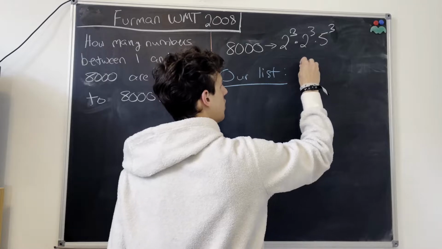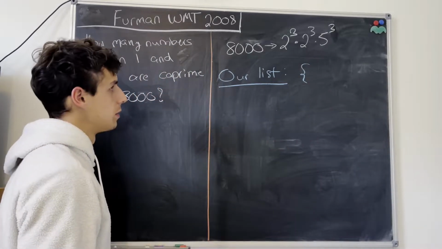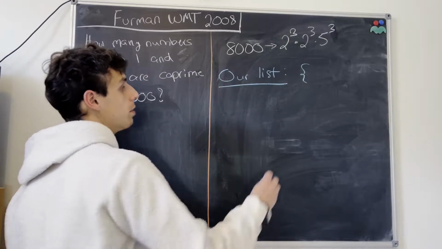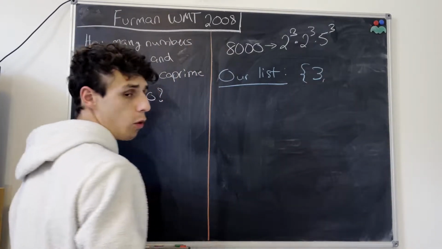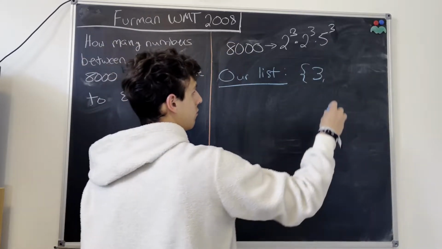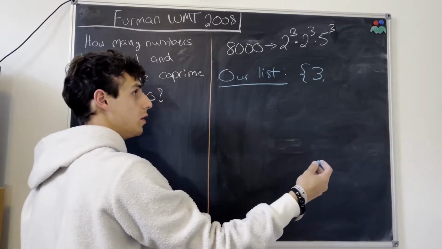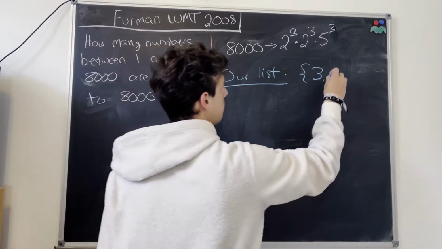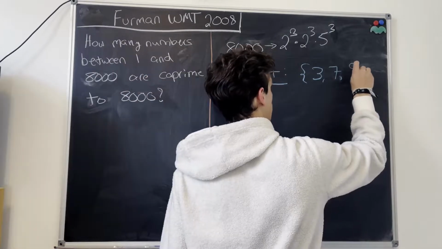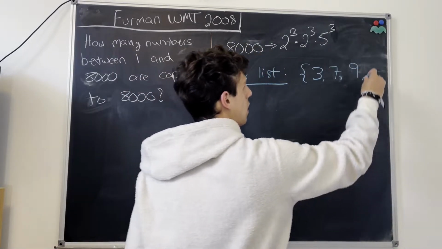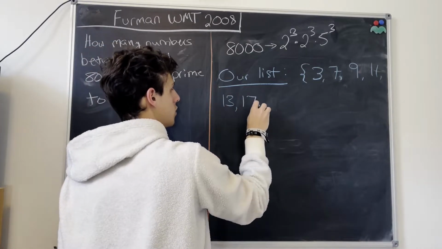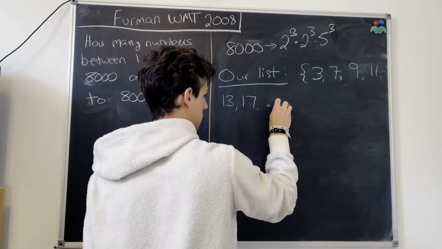So 1 and 2 obviously wouldn't be co-prime to 8,000 because 1 is 1 and 2 is a factor, but 3 would be included. 4 wouldn't be included because it has 2 copies of 2. 5 wouldn't be included because it's a factor. 6 wouldn't be included because it has a factor of 2. But 7 would work. 8 is even, so it doesn't count. But 9 would work. 11 also works. 13 also works. 17 also works, and then we can continue on with this pattern.